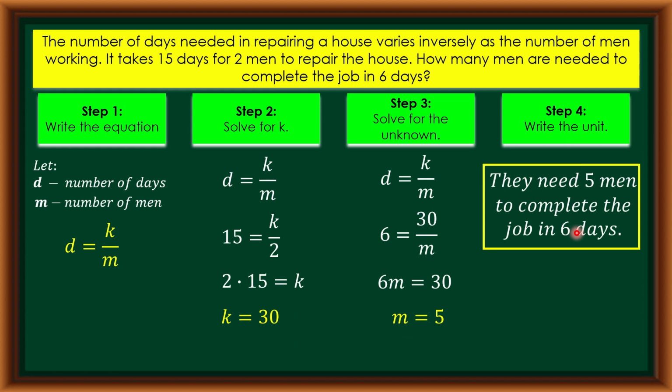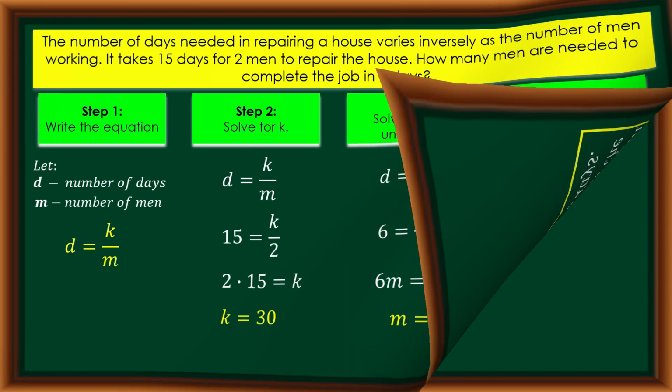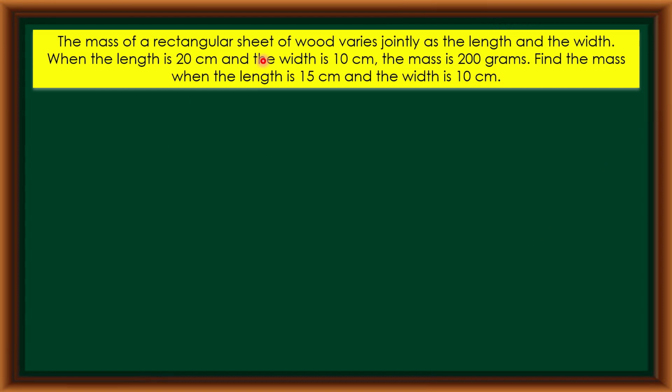Let us have problem number 3. The mass of a rectangular sheet of wood varies jointly as the length and the width. When the length is 20 cm and the width is 10 cm, the mass is 200 grams.